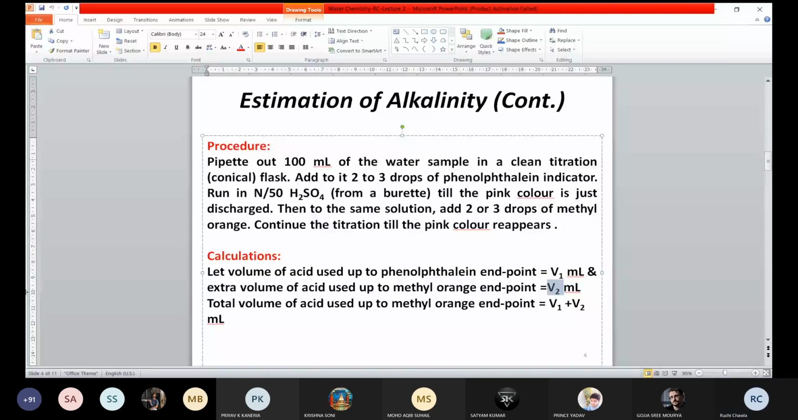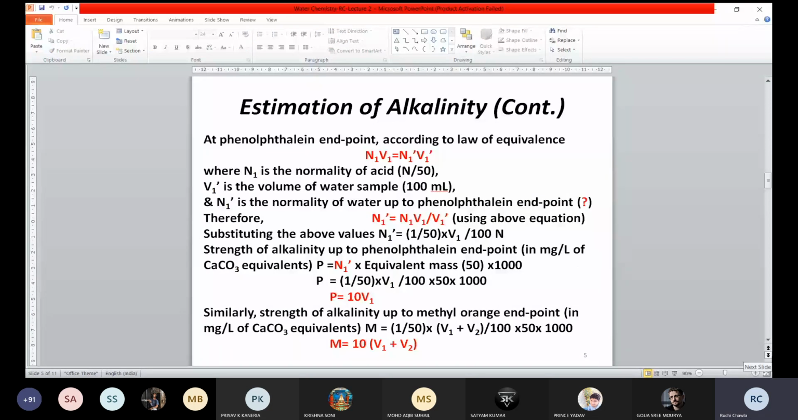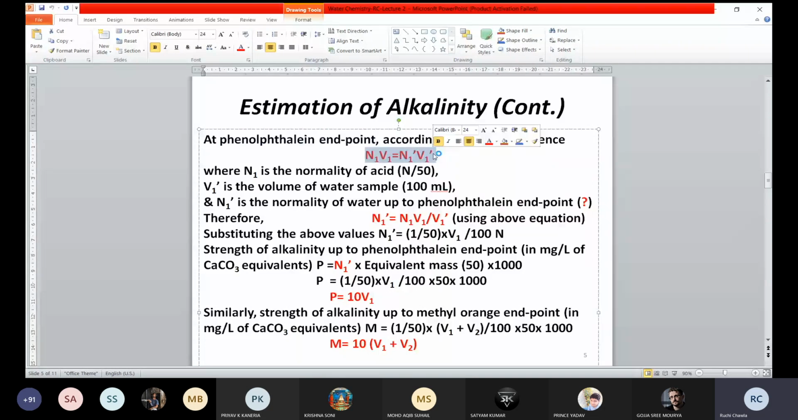How will you do it? Now let us come to the calculation part. For the calculation part, we need to employ the law of chemical equivalence. That will be done one by one for both the endpoints. Initially, we do it for phenolphthalein endpoint. According to the law of chemical equivalence, again, we are applying the formula, say N1 V1 is equal to N1 dash V1 dash. I have just changed the symbols this time.